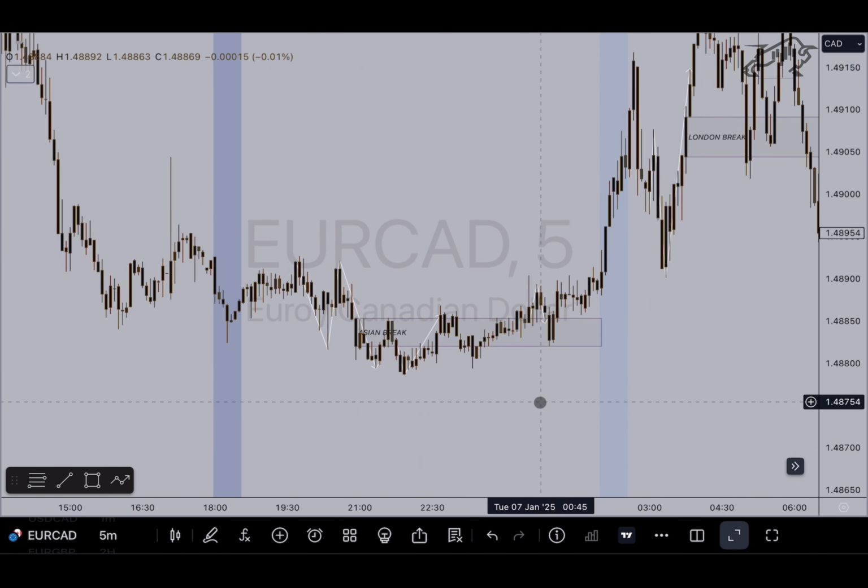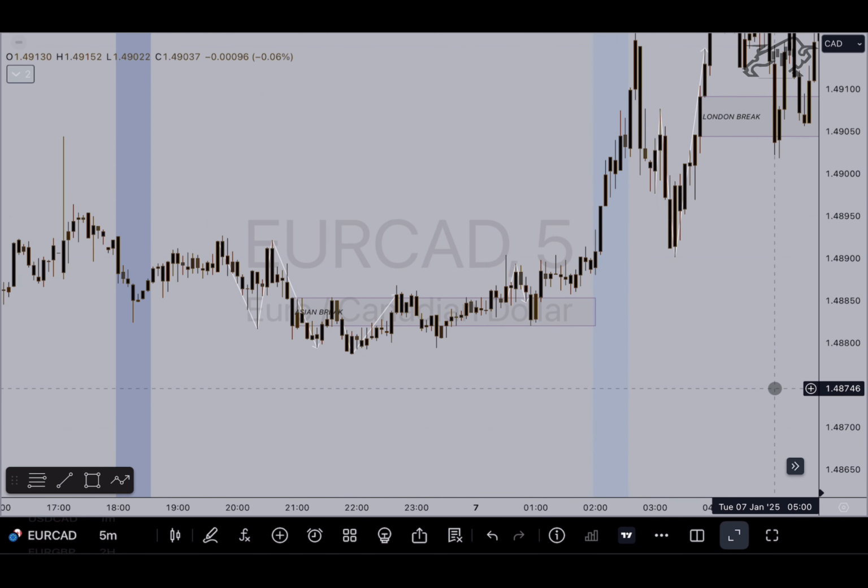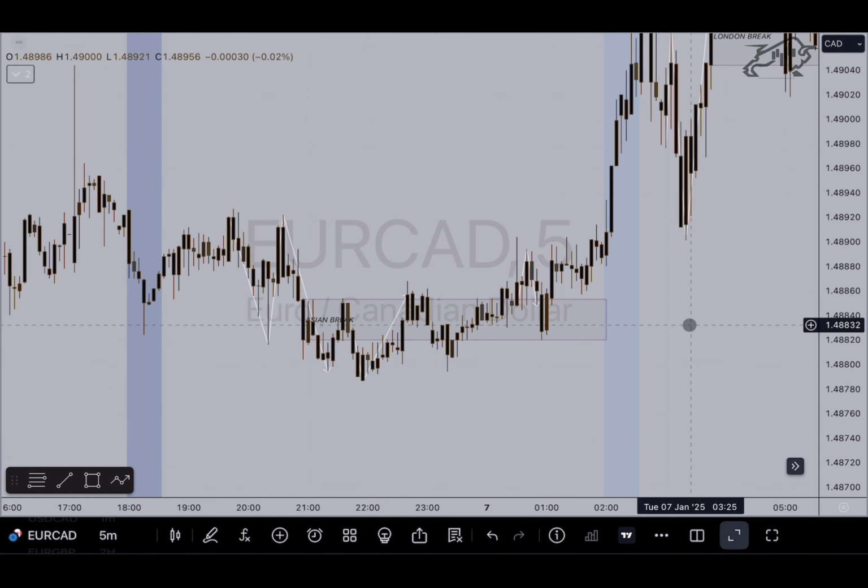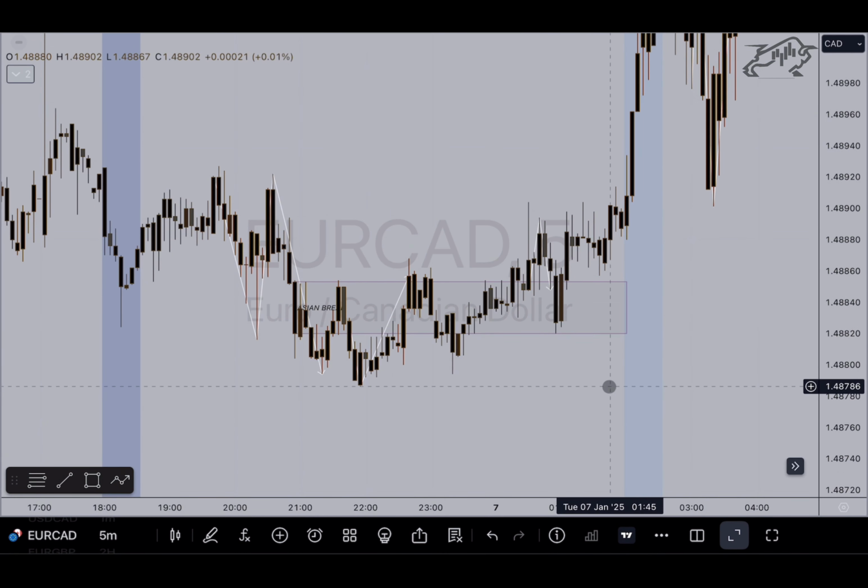So what does that mean? What does that mean? One touch level. So how would we use that information to trade in the markets, you guys?